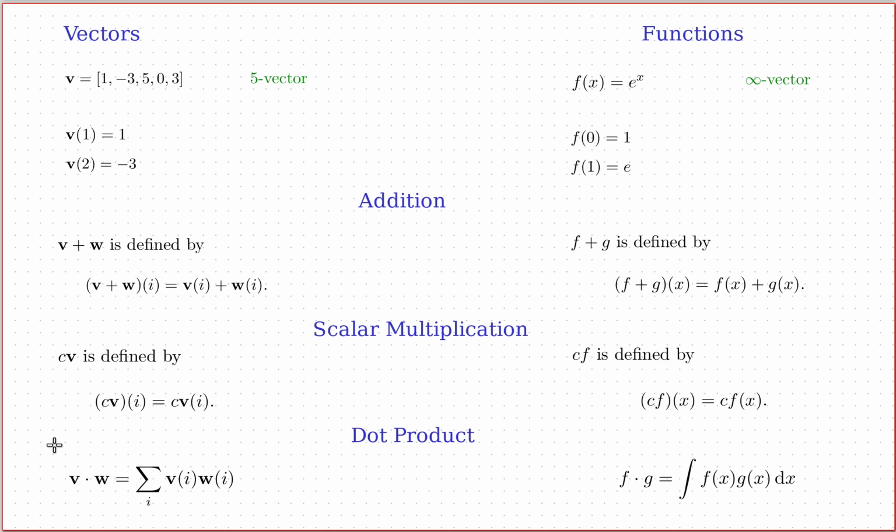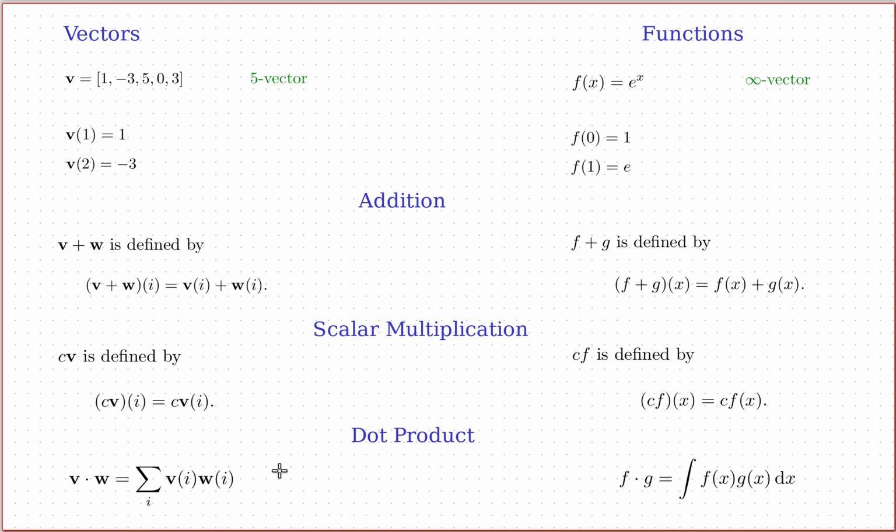Now, the next one may be surprising. You can even define dot products with functions. With vector spaces, the dot product was equal to the sum of the product of each of the components. So you go through all the indices i for the components, and then you multiply v of i times w of i.